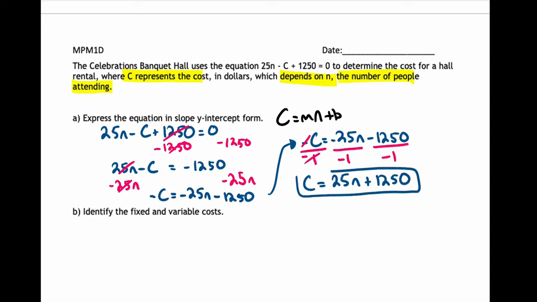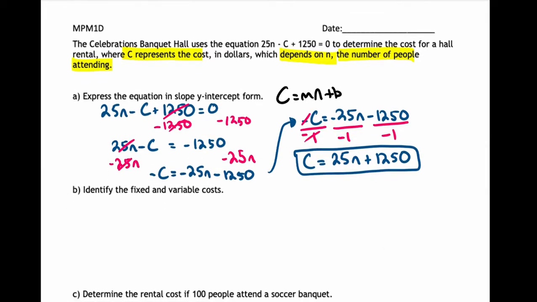So this is my equation in slope y-intercept form, and this looks a little bit more familiar to what I'm used to, or what we're used to. And it's really easy now to pick out some key information about this scenario, because we can easily see what the constant is and what the multiplier happens to be.